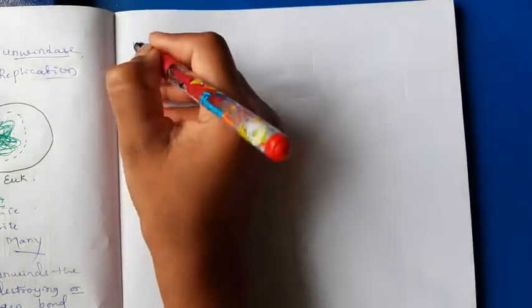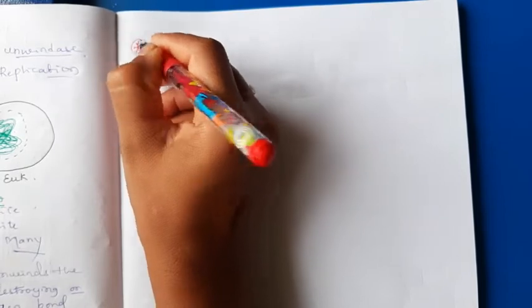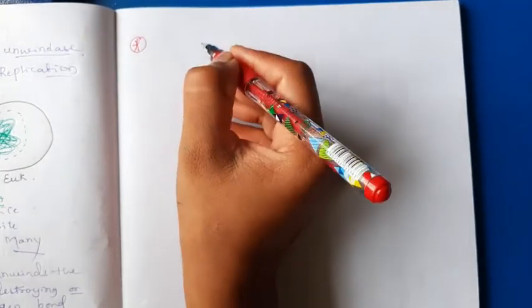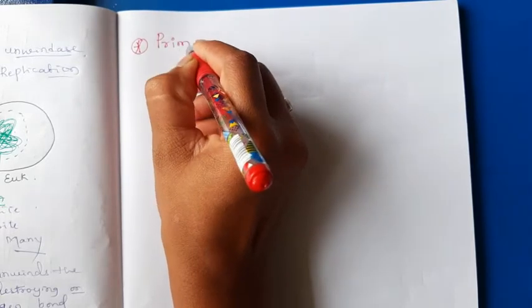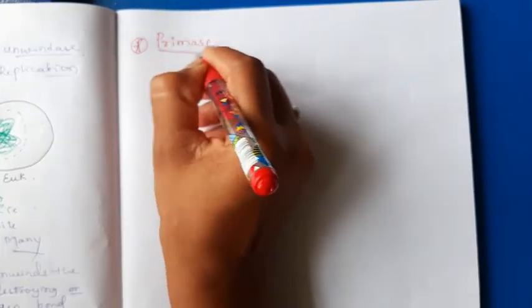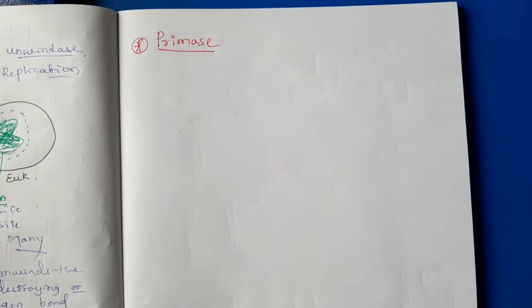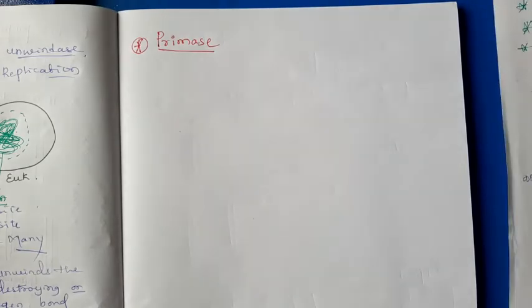The third enzyme which is very necessary for DNA replication is primase. Primase is the enzyme which is very necessary for DNA replication.